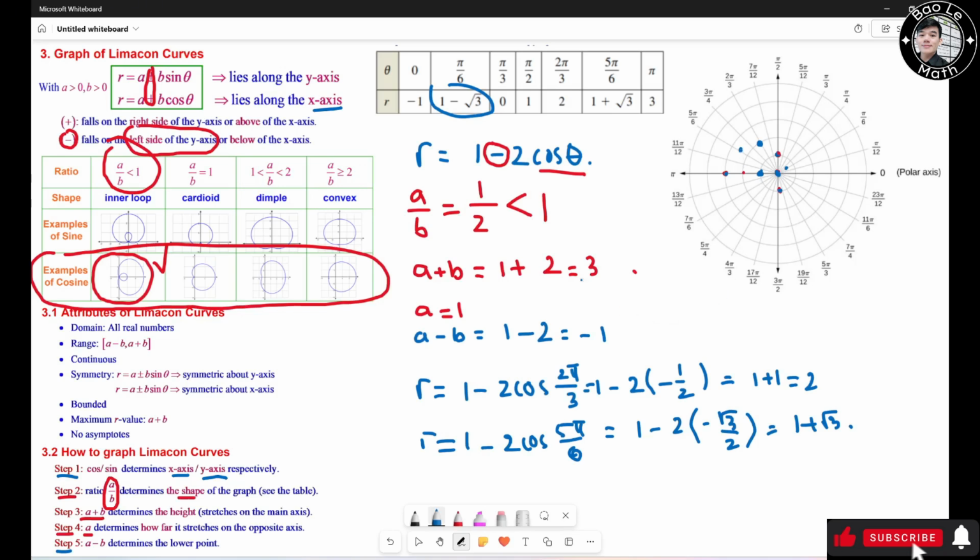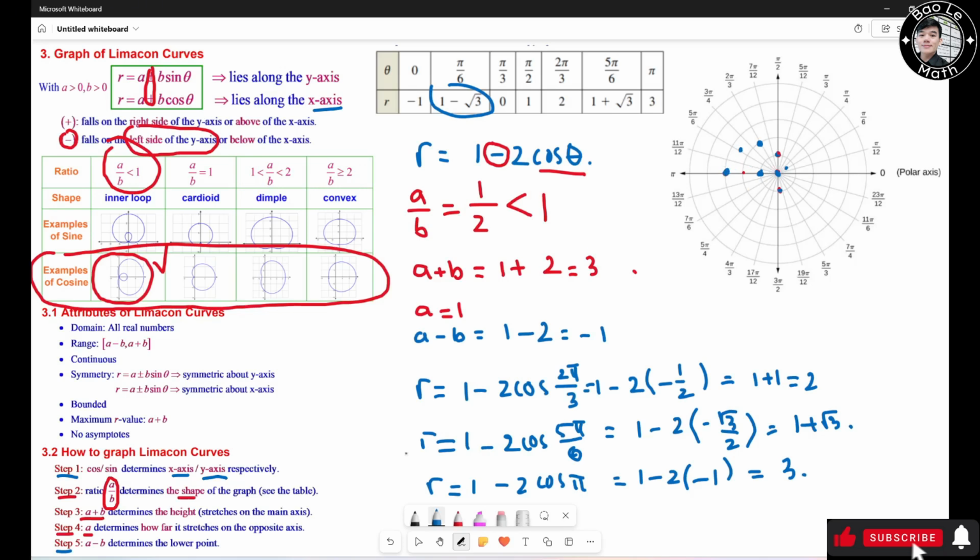Alright, now pi. Substitute over here, so we have r equals 1 minus 2 cosine of pi. It's going to be 1 minus 2 times cosine pi, which equals negative 1, right? So we're going to simplify. It's going to be 3, right? So it's actually right here.